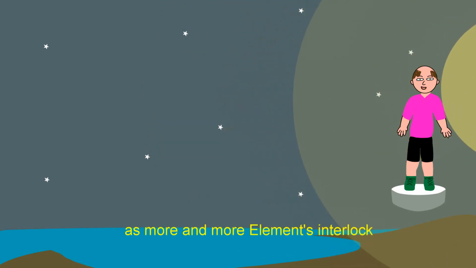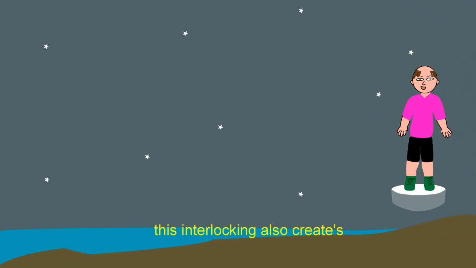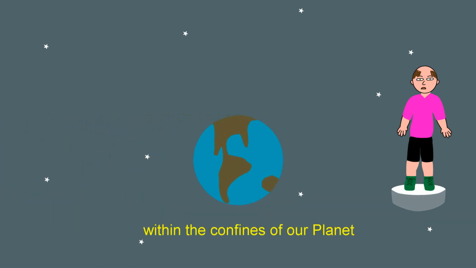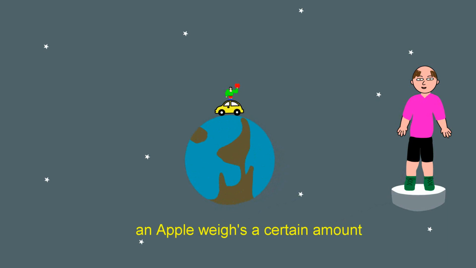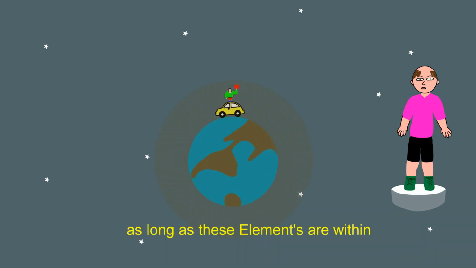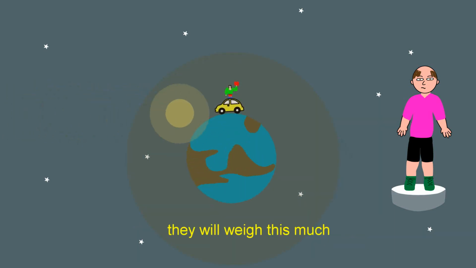As more and more elements interlock, their overall weight will be heavier. This interlocking also creates a bubble around them, and they will be prevented from leaving because of the planet's bubble. Within the confines of our planet, everything has weight to it. A car weighs so much, you weigh so much, an apple weighs a certain amount, also water weighs. As long as these elements are within the confines of the planet bubble, they will weigh this much.